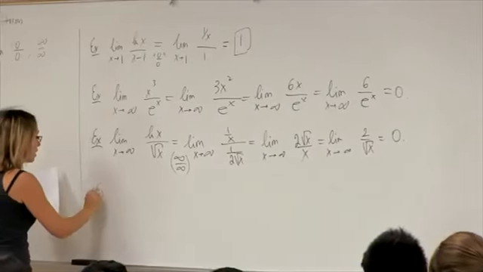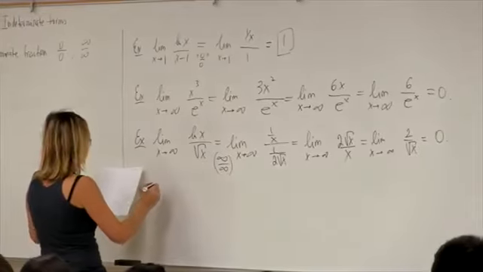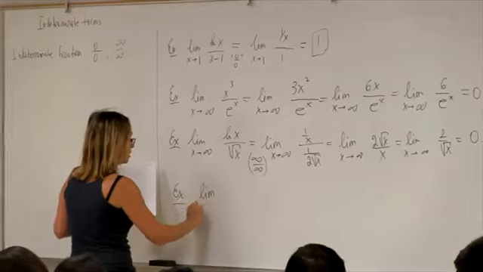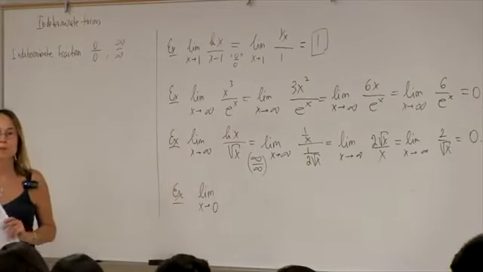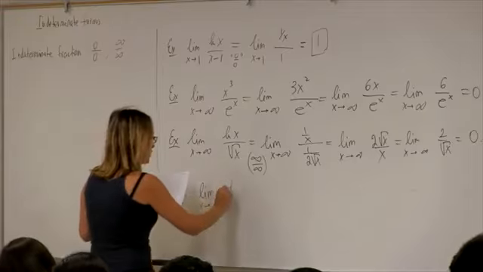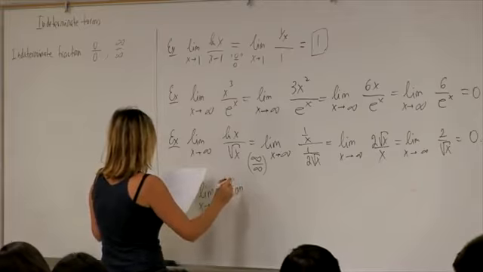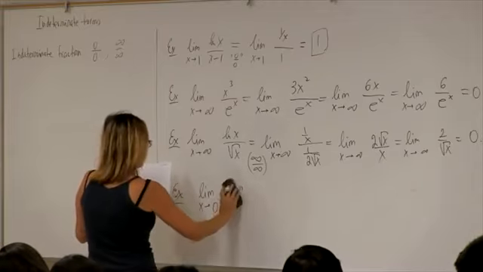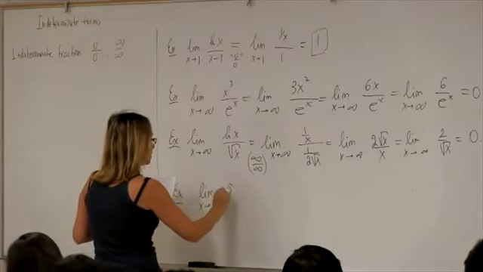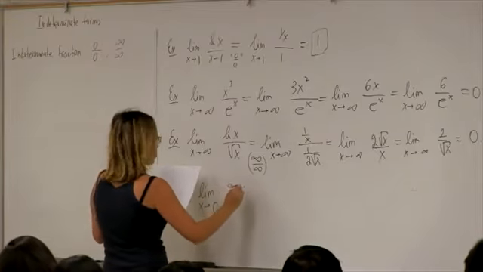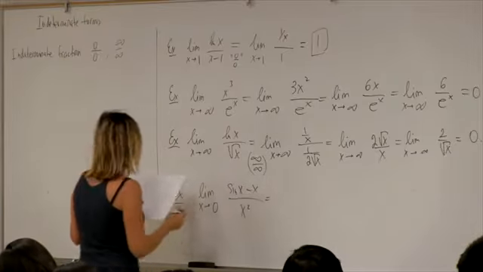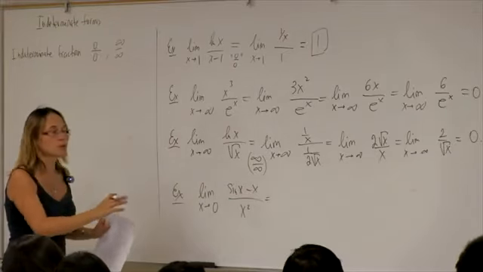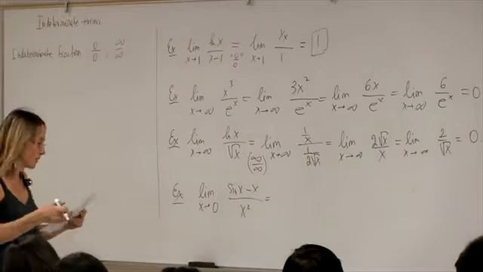Okay. Next one. The limit as x goes to 0. Am I going too fast? No. Tangent of, not this one. Sine x minus x over x squared. Most of my examples are different from the textbook, so you have twice as many.